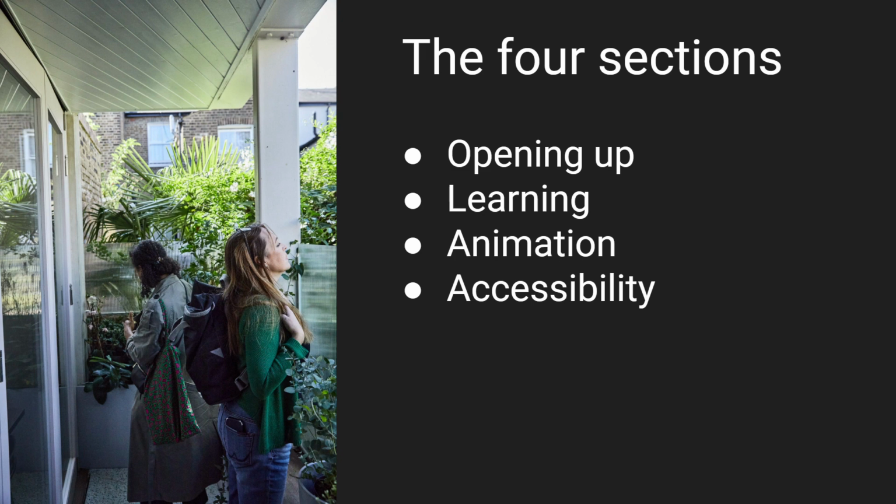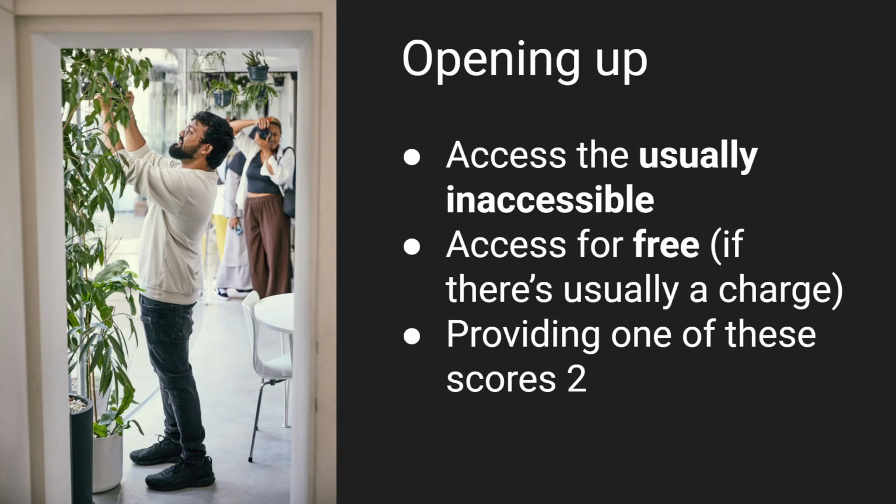We break down the criteria into 4 sections, which I'll run through. They're opening up, learning, animation, and accessibility. So opening up. One of the things we score highly is giving access to the usually inaccessible. That's one of the key ways in which buildings can fulfill the festival's mission.